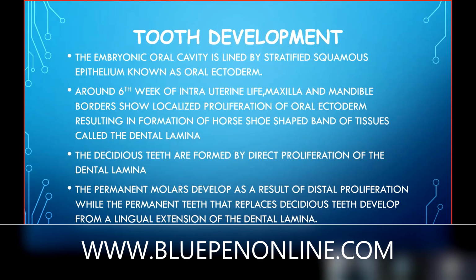So permanent molars do not have any predecessors. They are the first permanent teeth which erupt. They erupt from the distal part of the deciduous tooth. Distal is the last, towards the back. So the permanent teeth which replace the deciduous tooth erupt from the lingual side, whereas the permanent teeth distal to the deciduous tooth erupt directly. That is what they're trying to tell in the last point.